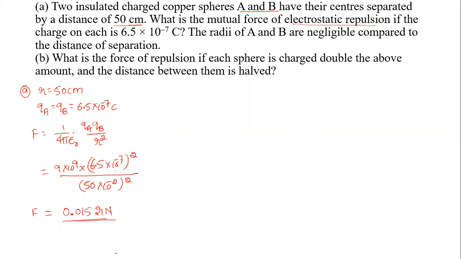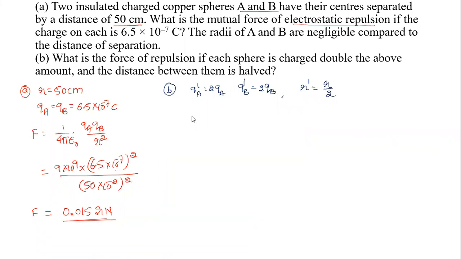So now look at the B part of the question. What is the force of repulsion if each sphere is charged double? Initially what were qA and qB, and now the final charge is double. So I can take qA' equal to 2 times qA and qB' equal to 2 times qB. And the distance between them is halved, so the new distance becomes r/2.